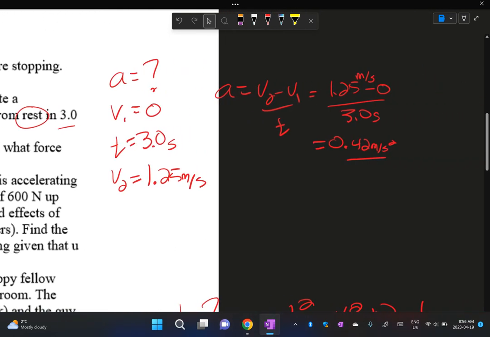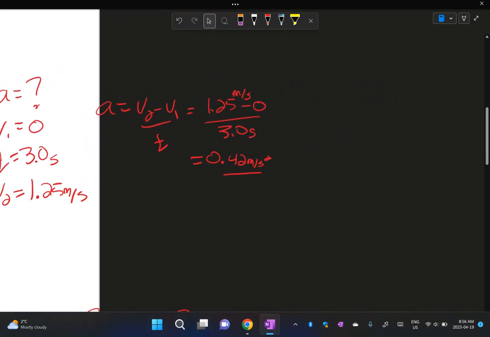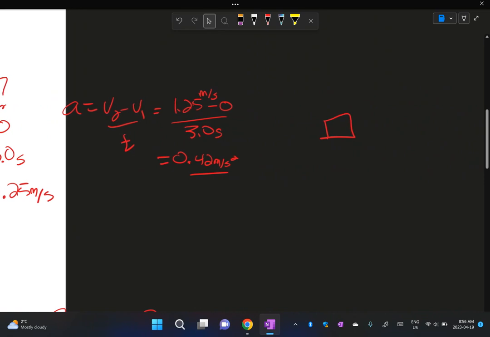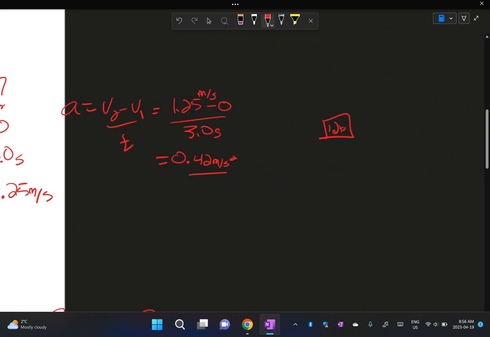So what force is required to accelerate it to that? Let's just move over here a little bit again. Here's the thing. I need a mass for it, 12 kilograms. So it's going to have some gravity, which is going to be 12 by 9.81. It's going to have some normal force equal to that force of gravity. But I don't even think I need that, not for this part, not for A.